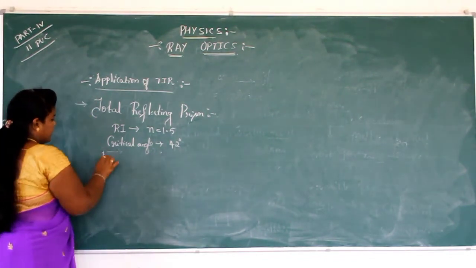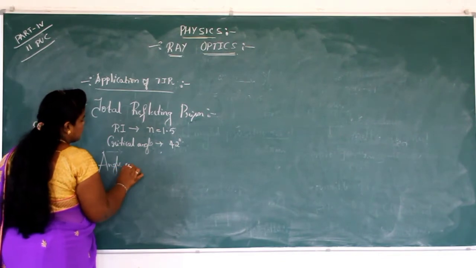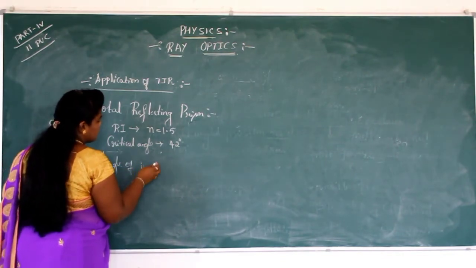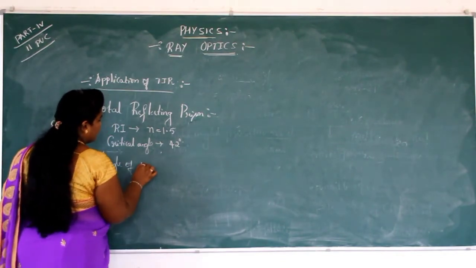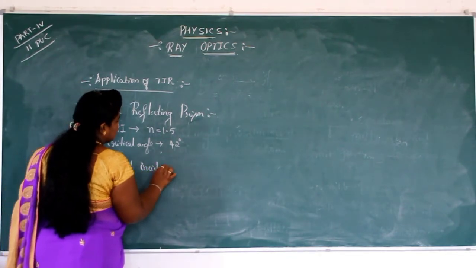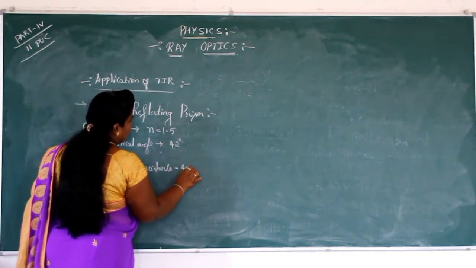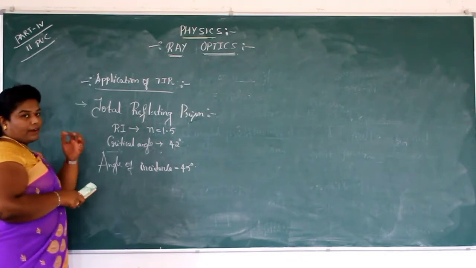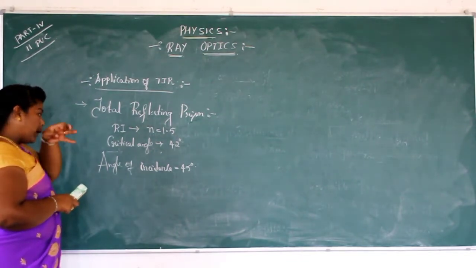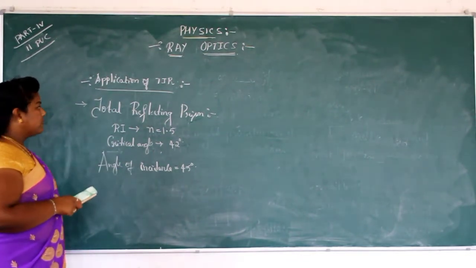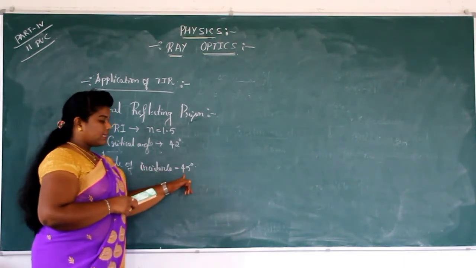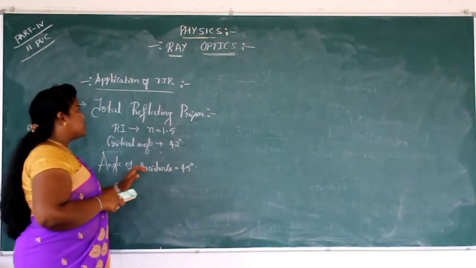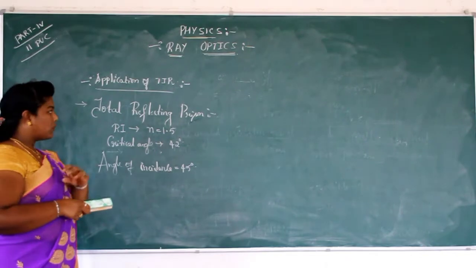Especially, I am going to note the angle of incidence as equal to 45 degrees. When a ray of light is incident at an angle greater than the critical angle, that is greater than 42 degrees, here 45 degrees, it reflects totally.